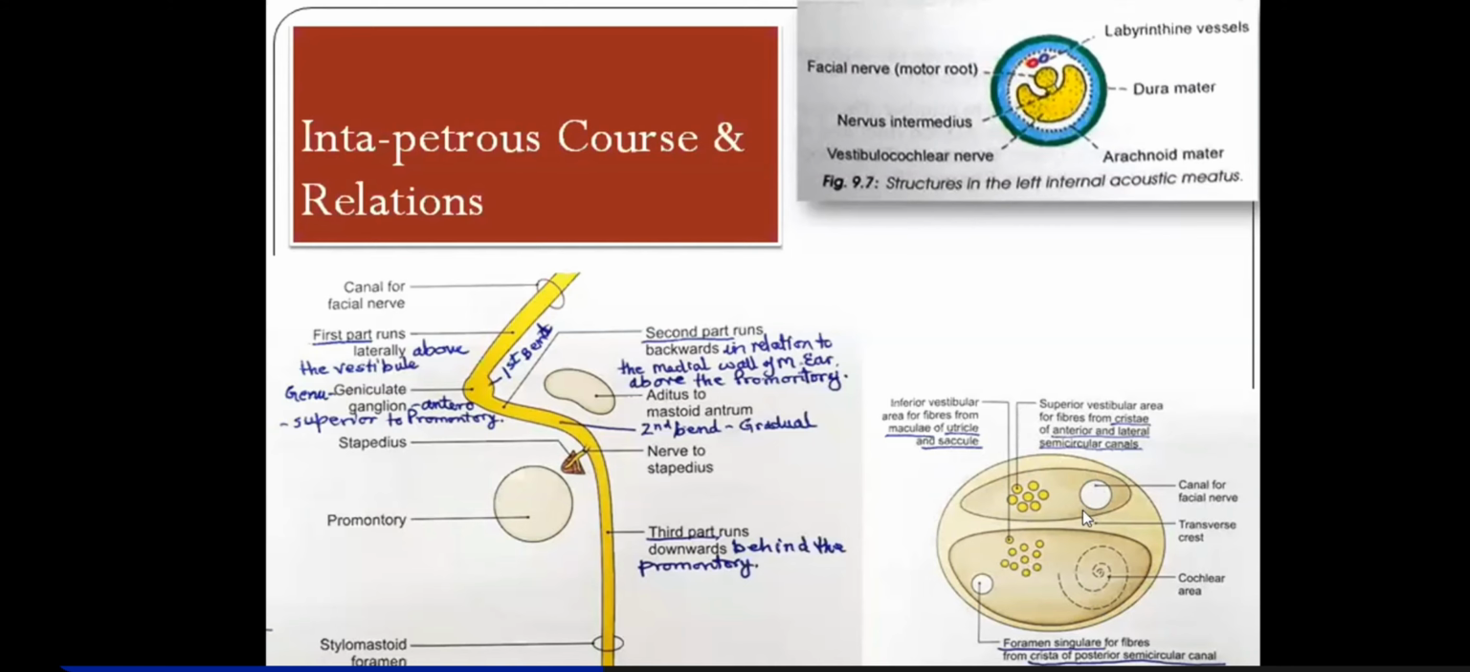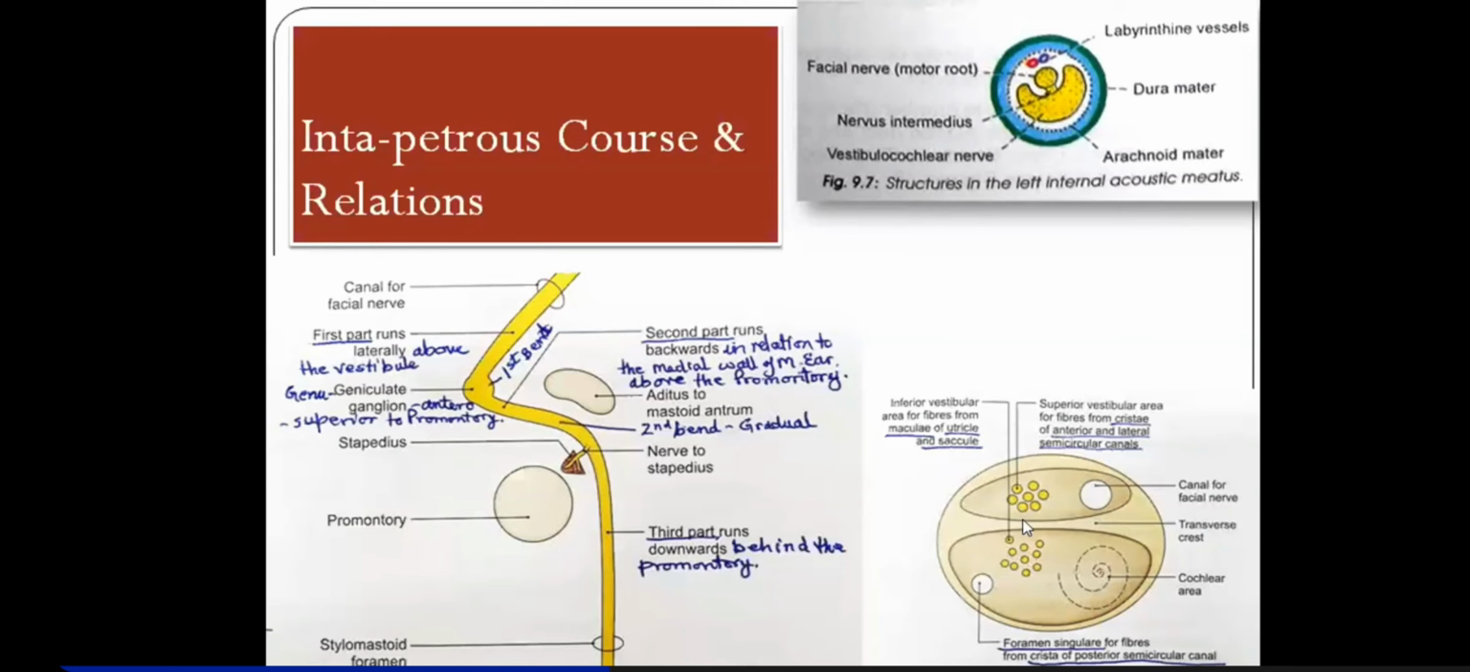Okay. So remember that the facial nerve, at the level of the fundus of the internal acoustic meatus, will cross from above the transverse crest, right? And the cochlear nerve will pass below the transverse crest. Okay. Then about the vestibular nerve, right? So facial and cochlear nerve are easy.